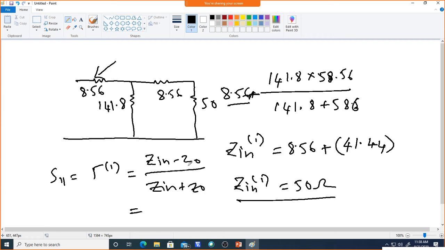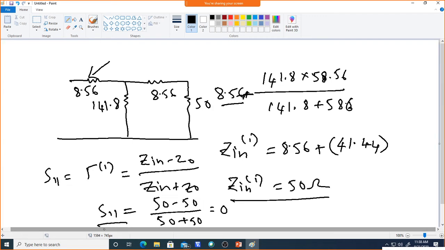Now the port impedance will be 50 ohm. So 50 minus 50 divided by 50 plus 50 is equal to 0. So that's how we will get S11 as 0. In a similar way, you can find out S22 by matching this one.